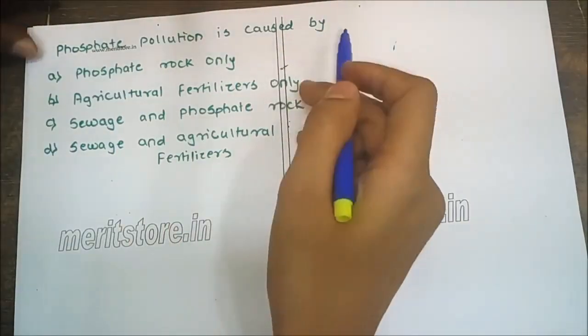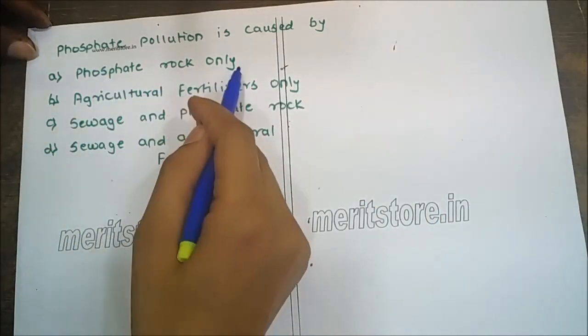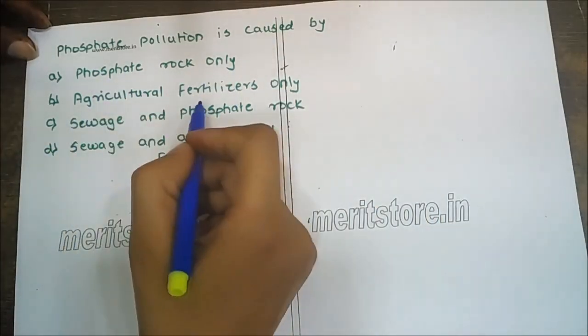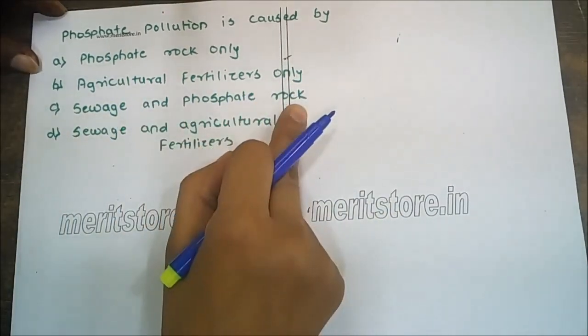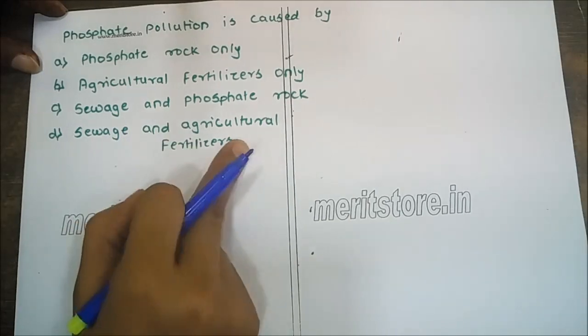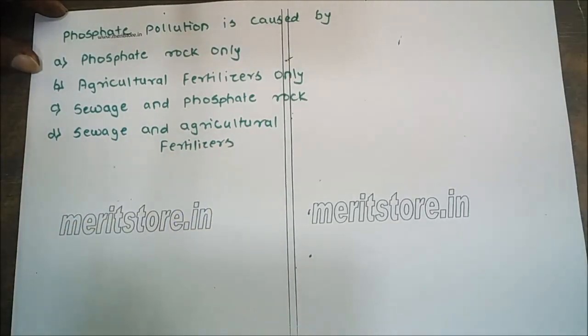Phosphate pollution is caused by A. Phosphate rock only, B. Agricultural fertilizers only, C. Sewage and phosphate rock, and D is sewage and agricultural fertilizers.